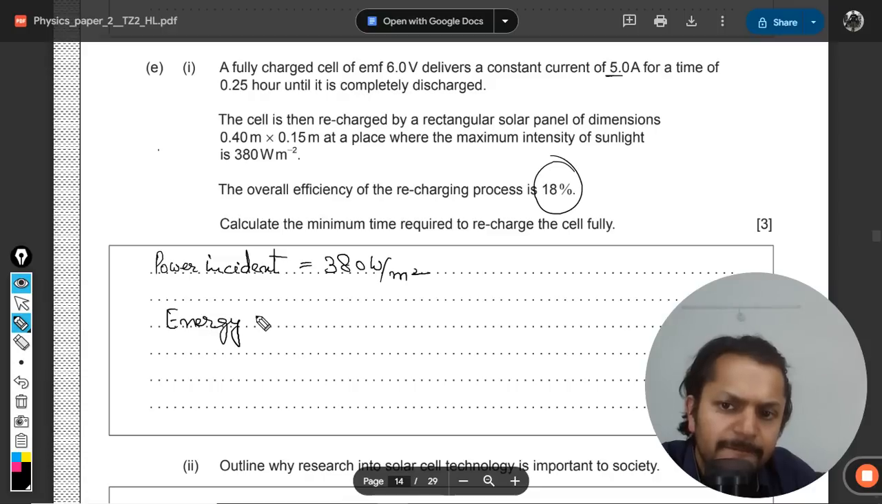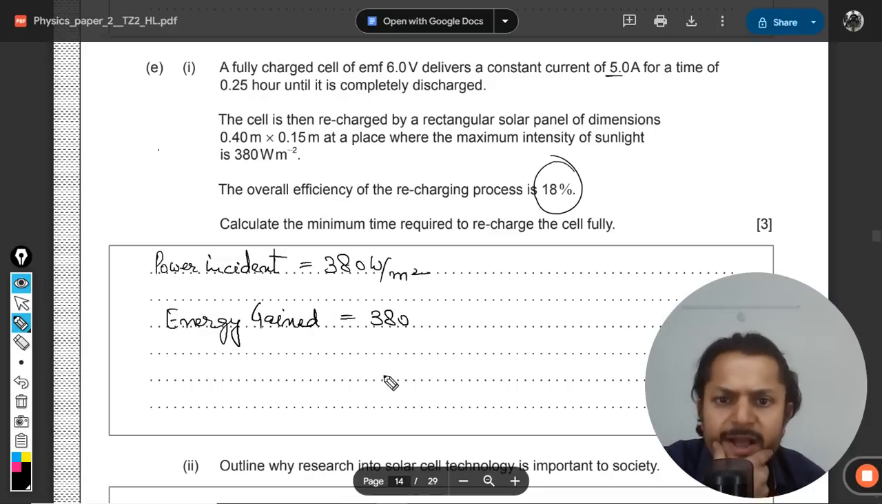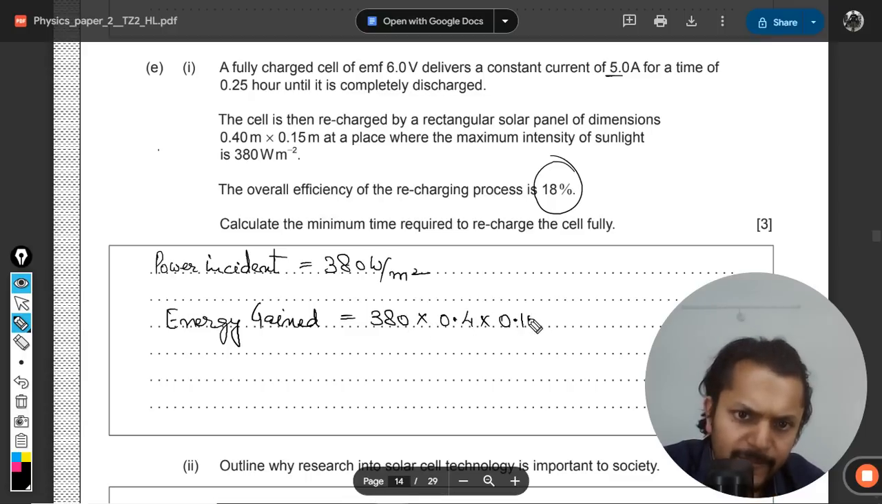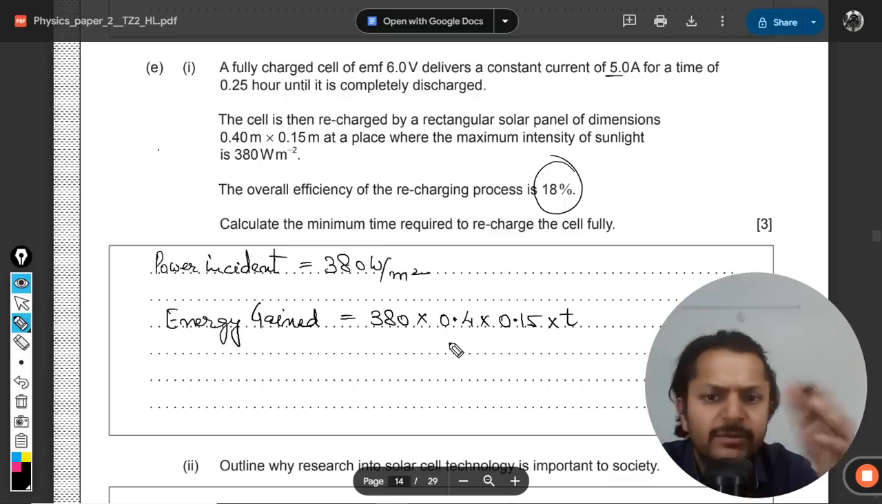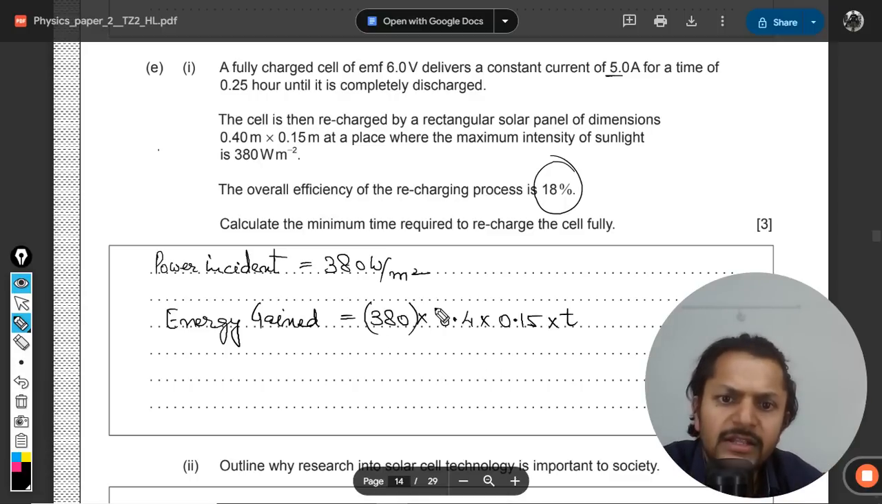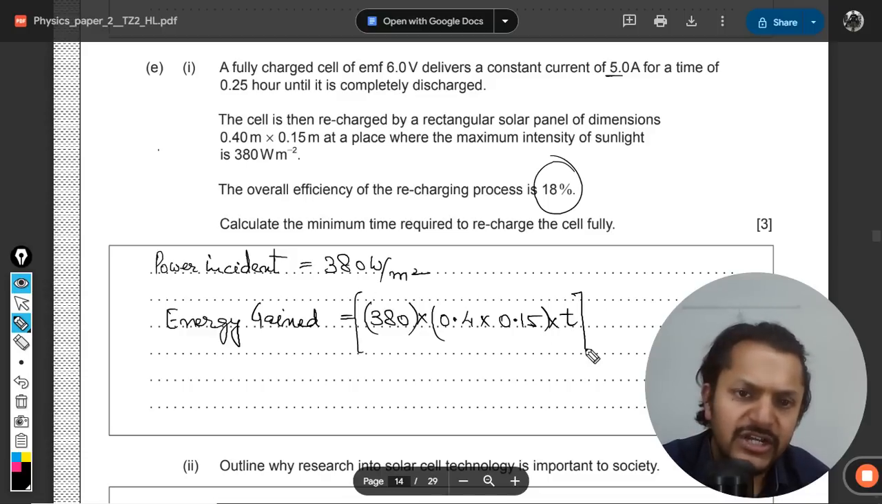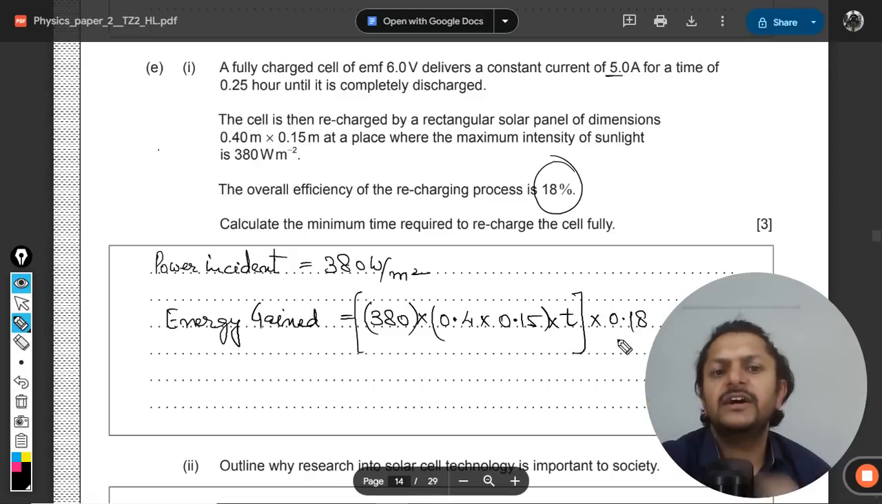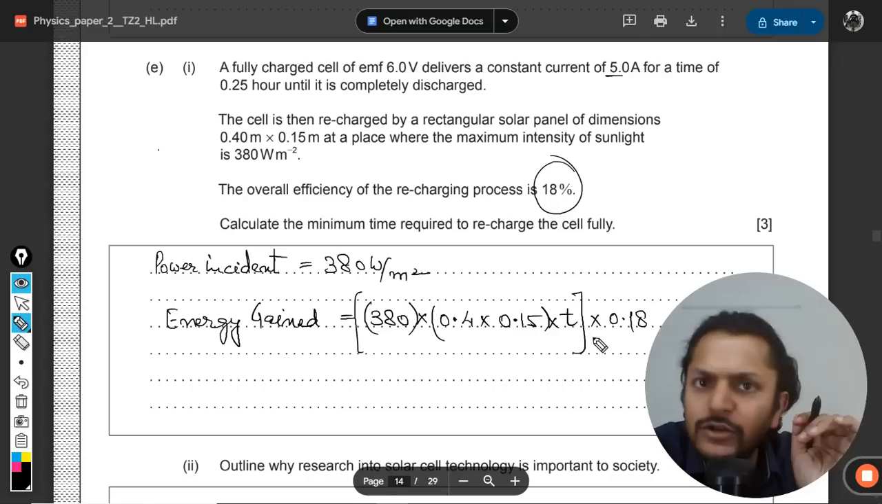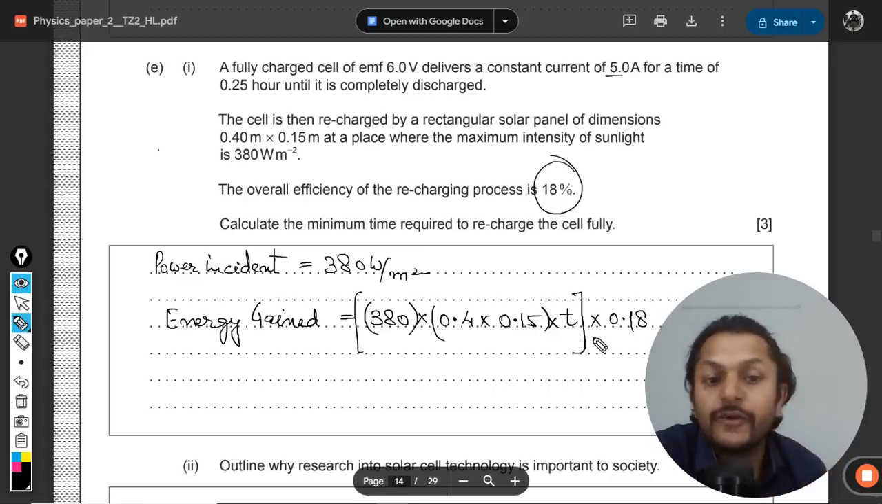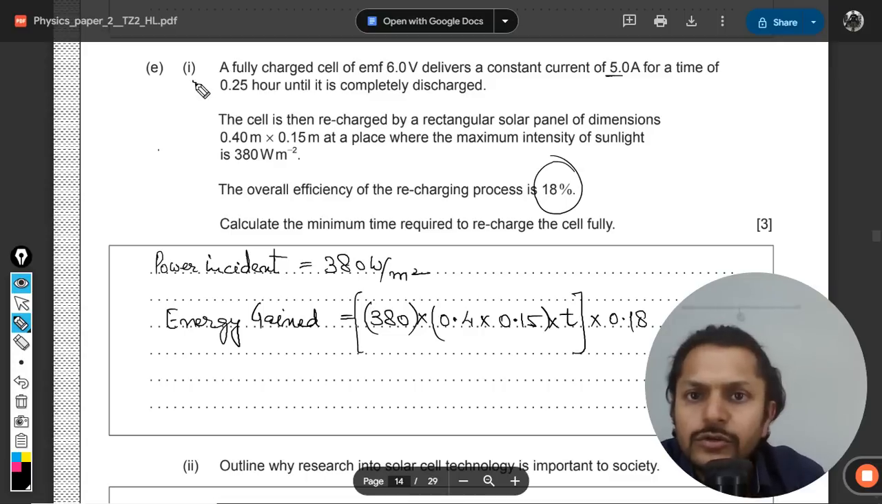So what is the energy gained? I would say 380 watt per meter square multiplied by the area, and this is multiplied by time, that will be the energy. This is the power, this is the area, like watt per meter square multiplied by meter square, it is watt. You multiply by time, it becomes joule. So this is the energy, but out of this total energy only 18% is usable, like it is converted by the battery. So the 0.18 factor will also be there. So this is the energy which is taken from the sunlight, and we want to charge our battery.